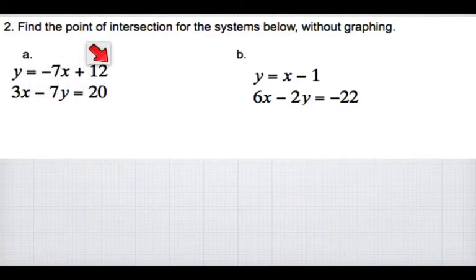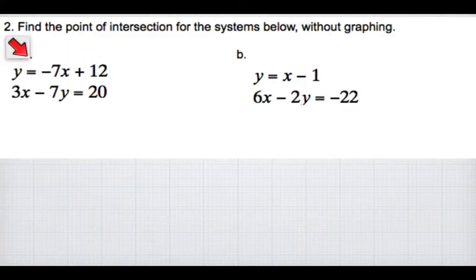I know that if I were to graph these, each of these would become a line, right? So y equals negative 7x plus 12 would be a line, and 3x minus 7y would also be a line because I see y, I see x. But it's asking me to find the point of intersection. In other words, to find where this line and this line will cross each other, to find that point without graphing.